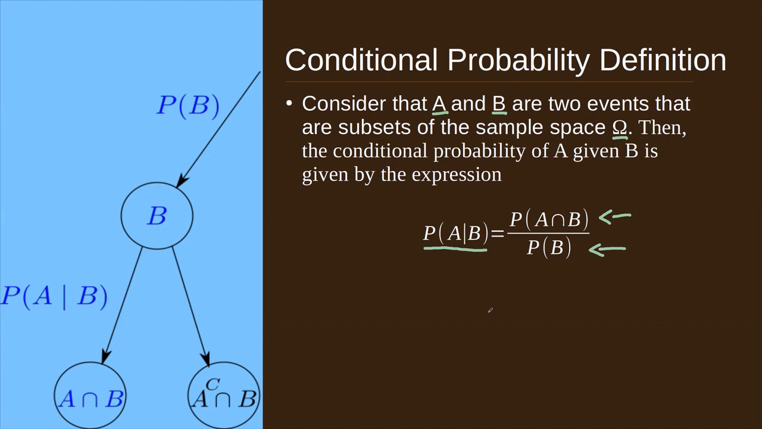And really what this definition tells us is that we now have a relationship between these three probabilities. In other words, given that we know any two of these three probabilities, we can get the third one by using this definition.